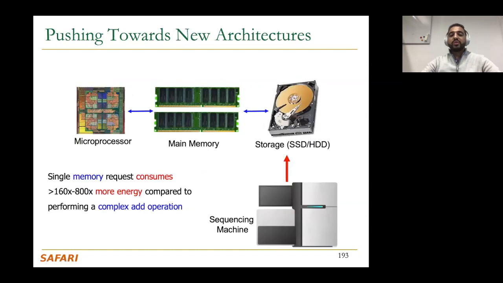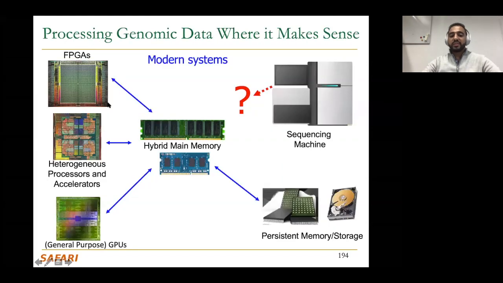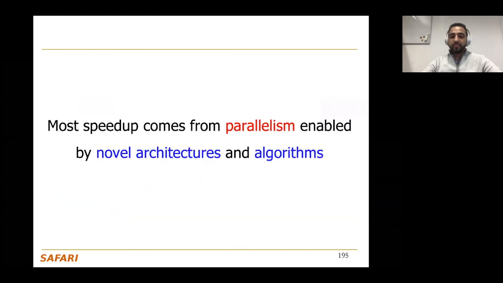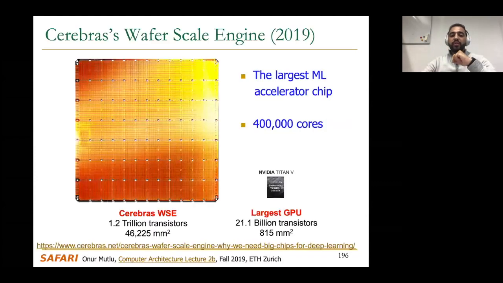Now, we are still using conventional architecture to accelerate, even if we have specialized architecture, but we need to move the data from the sequencer itself to the storage, to the main memory, to the specialized architecture or the CPU itself. And this is very expensive. And we still have an open question of where to process these genomic data. Now we know that most speed up comes from parallelism enabled by both novel architectures and algorithms. Developing architecture alone is not enough. Developing algorithms alone is not enough. So we need to find both solutions.